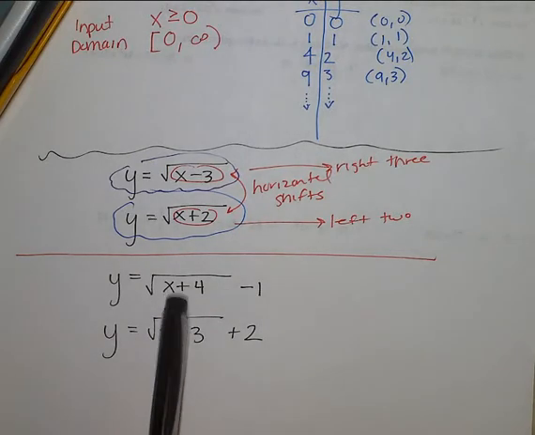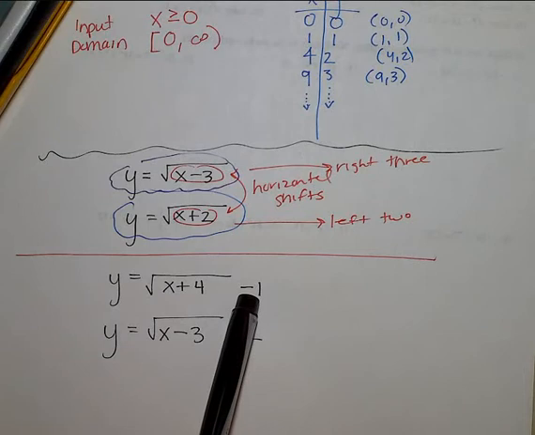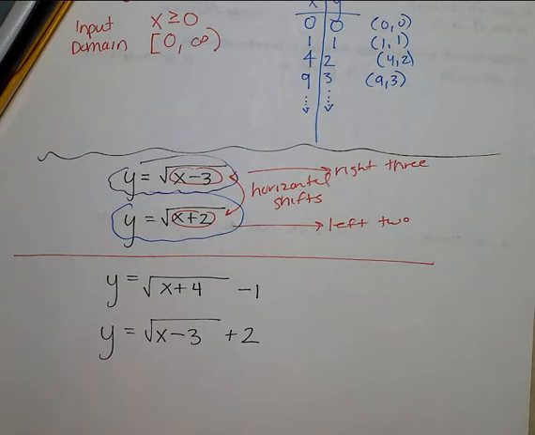Yep, left 4, down 1, and you just found your new vertex. We call it a vertex really because it's like a starting point. Remember, a vertex occurs with parabolas, right, guys? So I'm using the word vertex because it's like that starting point, but really it's the starting point of your graph.